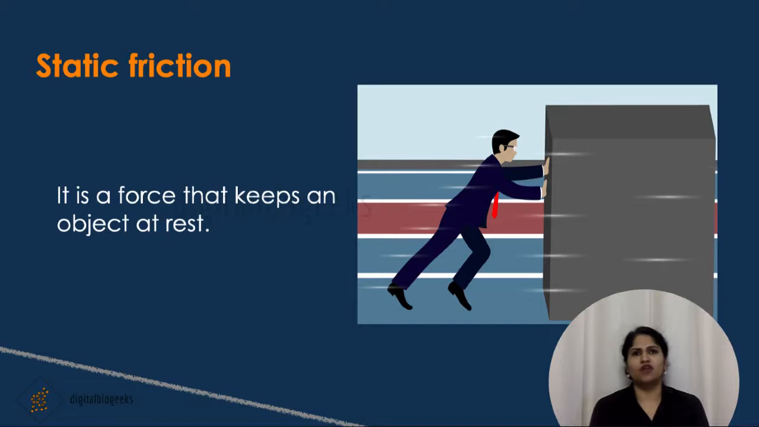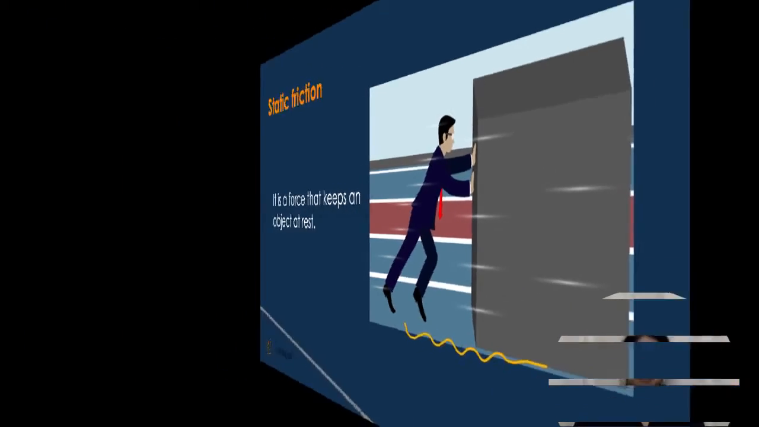We can see a lot of things at rest in our home, like a table, a chair, and a laptop, etc. All these things are at rest due to some force acting on them. This force is called the static friction. Static friction is the force that keeps an object at rest. So here this man is trying to push a heavy box. If he wants to push the heavy box, he needs to apply a force which is more than that of the static friction. Then only the box can move.